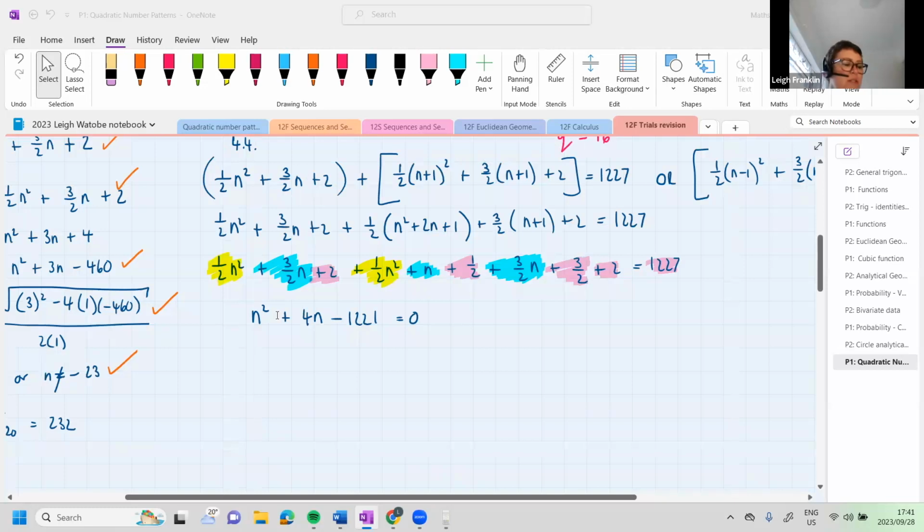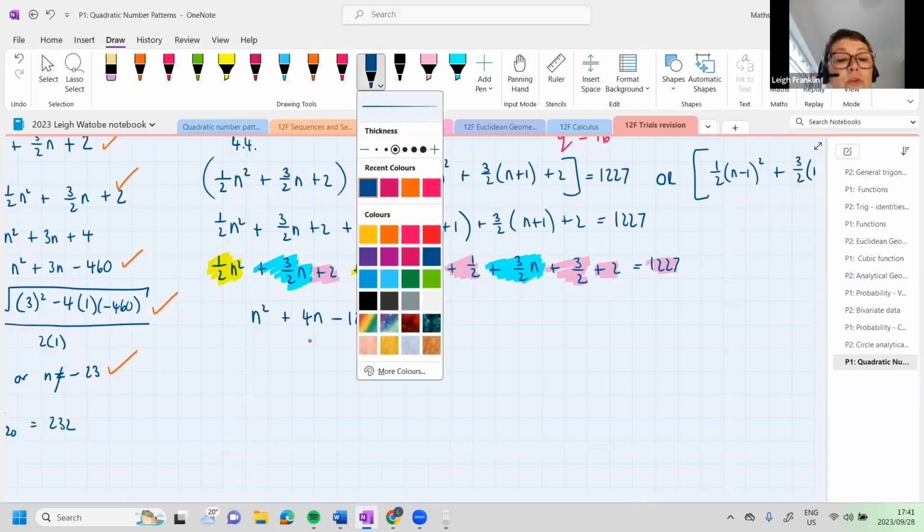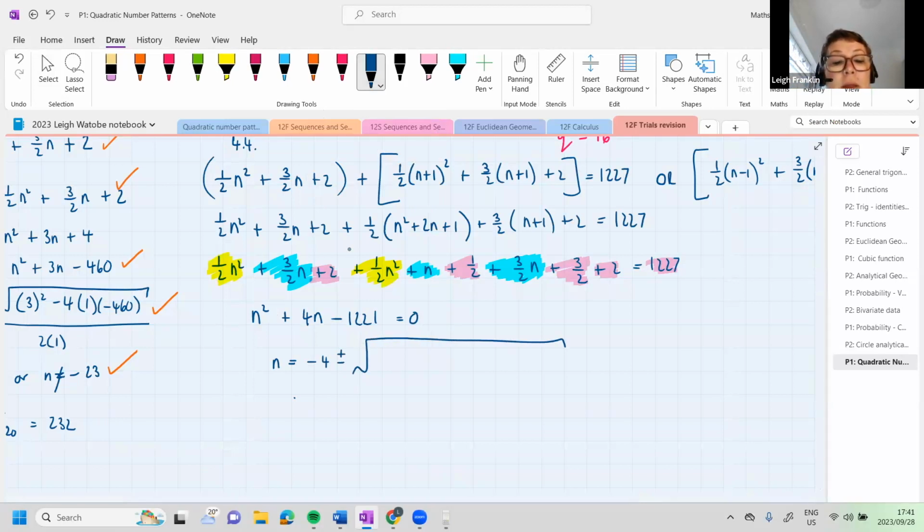Okay. And again, we're not going to stress. Every time they want us to factorize a nasty quadratic, we're not going to waste our time fiddling on our calculators, trying to find factors or anything like that. We go straight to the formula. Okay. So you just show that you've subbed in. So we've got -4 plus or minus the square root of 4 squared minus 4 times 1 times -1221, and all of that over 2 times 1.